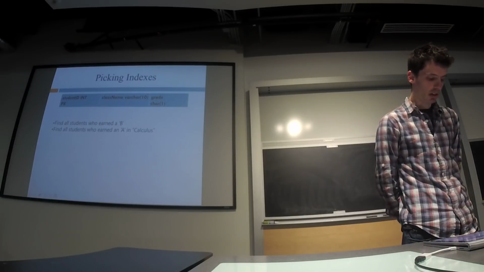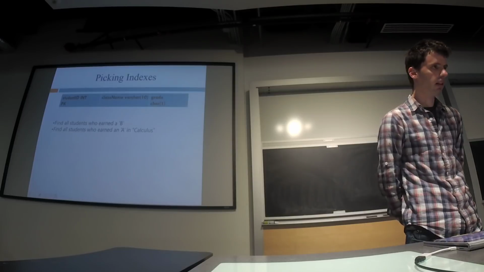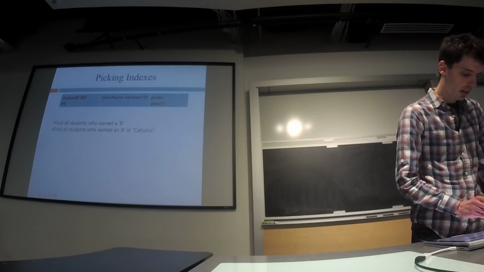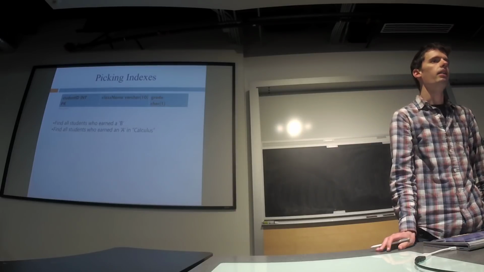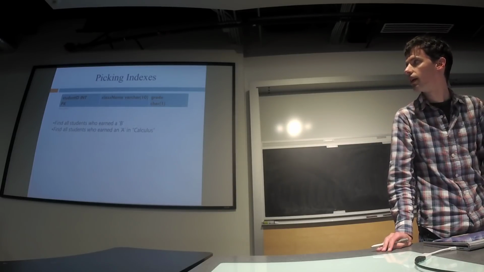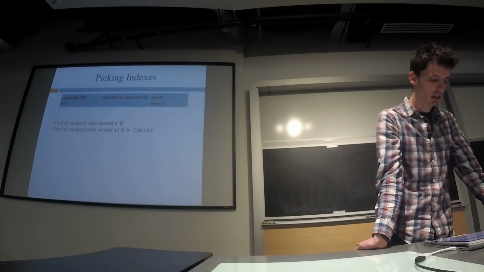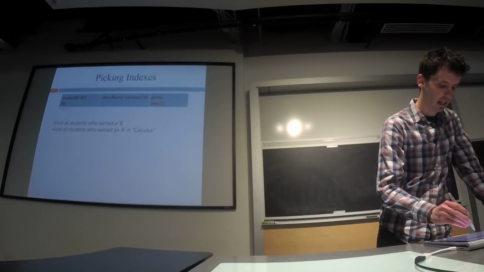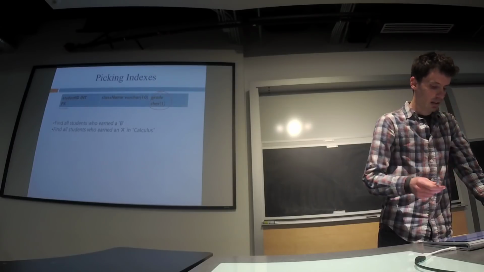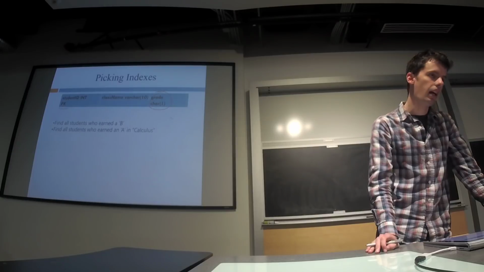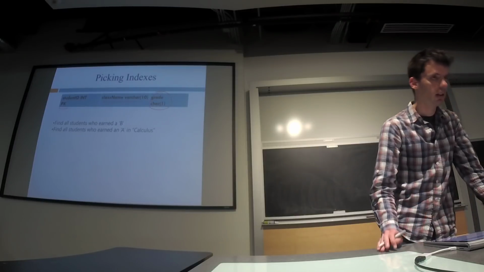So find all students who earned a B and find all students who earned an A in calculus. And notice that the primary key is just student ID. So that's the only index we have, and that has nothing to do with either of these queries, at least the filter part of these queries. So find all students who earned a B. That kind of implies we're going to want something involving grade. And then find all students who earned an A in calculus. So that implies we want something involving class name.